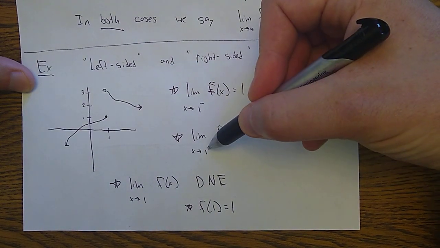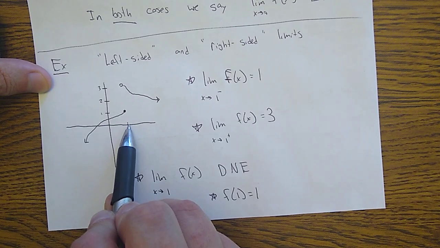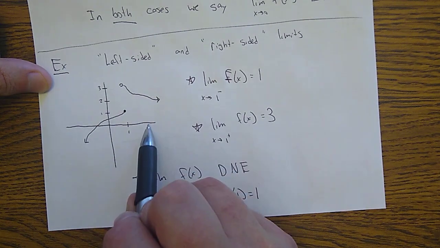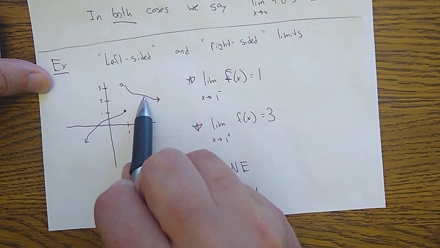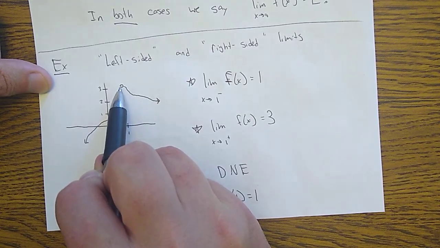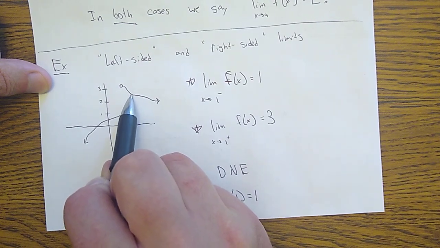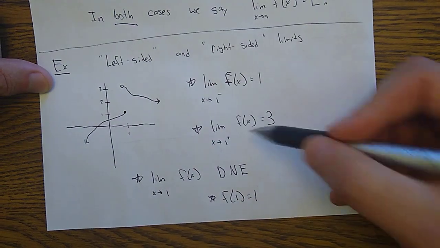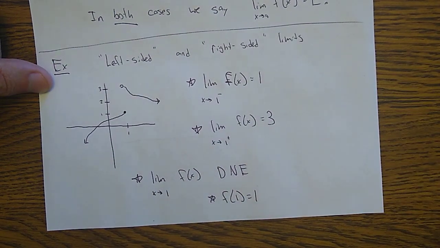Meanwhile, if I approach 1 from the right, so maybe I'll put my pen here and I'll slowly move it towards 1. If I were to trace the graph, I find myself approaching this point. And this is an open dot, like there isn't actually a point exactly here, but as I move to the right, I'm nevertheless approaching that point. So I would say the limit as x goes to 1 from the right is 3.